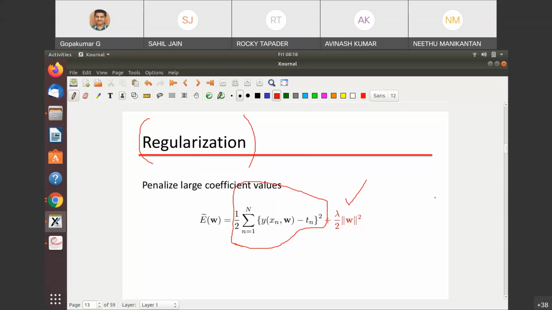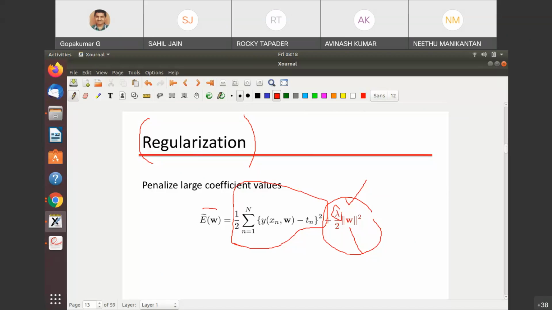So suppose we add another term, which is lambda by 2 into modulus of w square. We will see what lambda is, and w we have already defined. So w square is going to be the sum of the squares of the parameter values, that is w0 square, w1 square, w2 square, etc. Okay, so that's a summation. And lambda is a user controlled parameter, which will decide how the final error function will be.